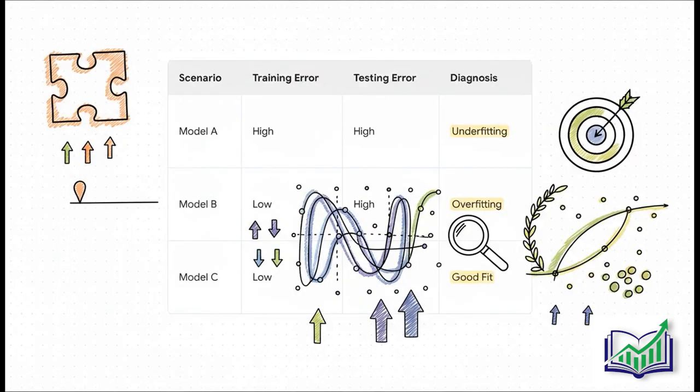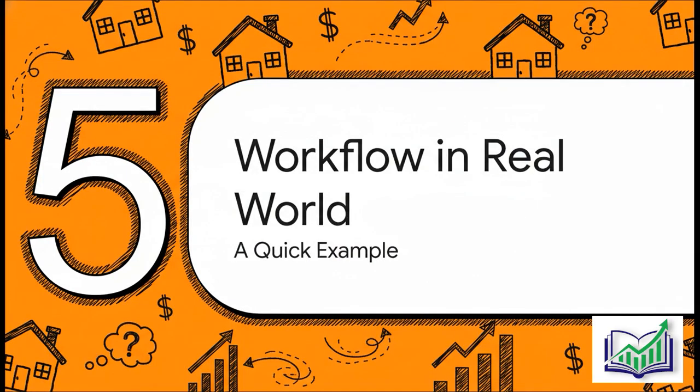So how do you diagnose this stuff in the real world? It's actually pretty simple. You use this table. If both your training and your testing errors are high, your model is too simple. It's underfitting. If your training error is super low but your testing error is high, your model is too complex. It's overfitting. And that sweet spot, the good fit, is when both of your errors are low and pretty close to each other.